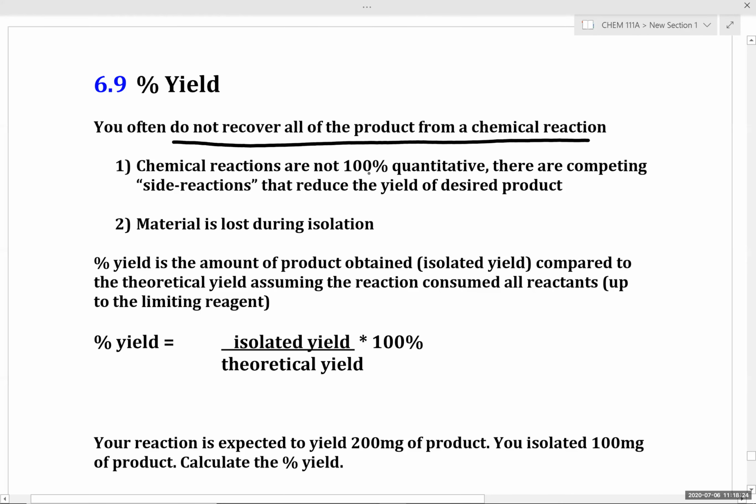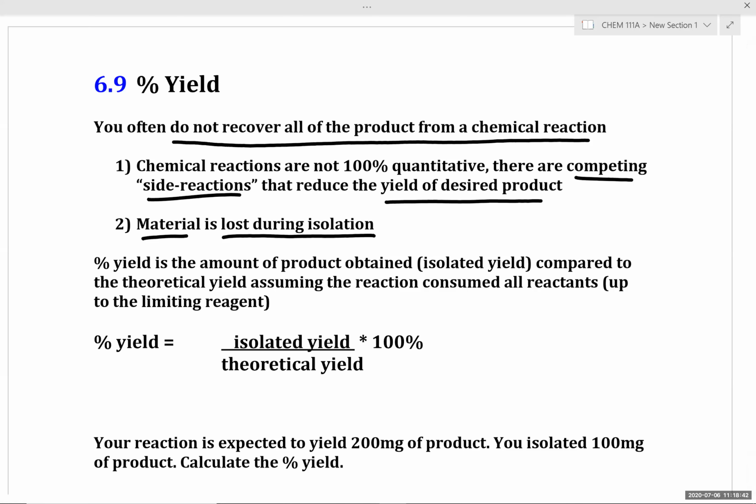Chemical reactions are not 100% quantitative. There are competing side reactions that reduce the yield of your desired product. Additionally, material is also lost during isolation. That's inherent. You can't perfectly transfer material from one location to another. You're always going to lose a small amount. Ideally, not a large amount, but you will lose a little bit.